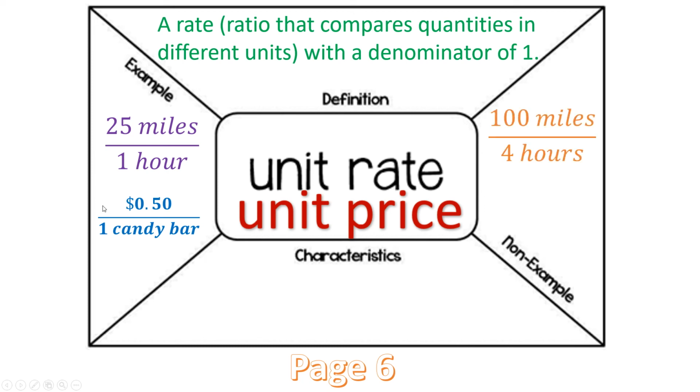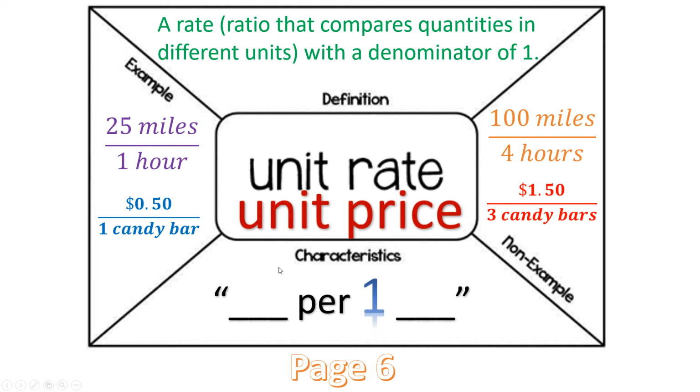Versus over here, the non-example has 100 miles per 4 hours. So the issue is it says 4 hours instead of 1 hour. And here $1.50 for 3 candy bars instead of having it per 1 candy bar. And the main characteristic is something per 1 of something using different units. So here we could have miles, which is distance, per 1 hour, which is time.